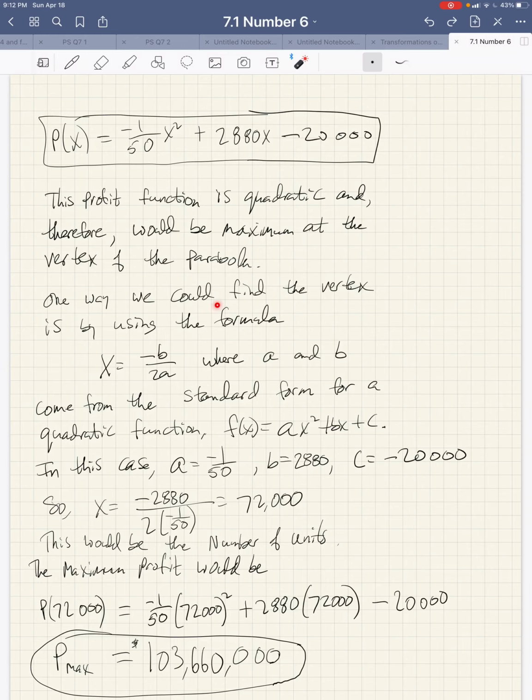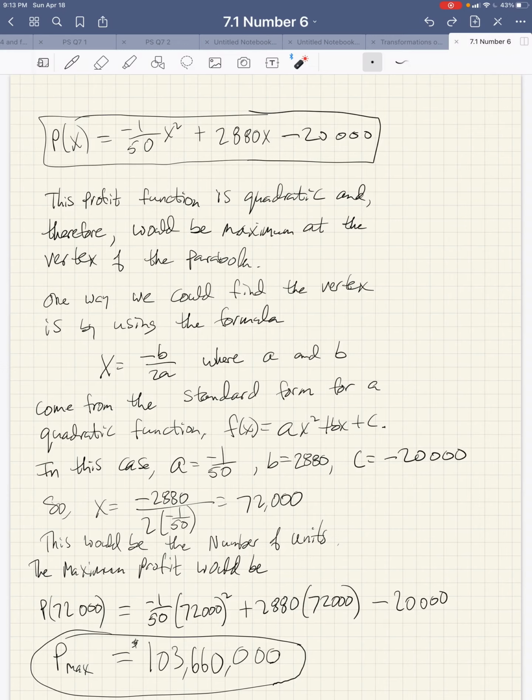One way we could find the vertex would be by using this formula, x equals minus b over 2a. This would give us the x coordinate of the vertex. And remember that x is the number of units. Okay, now, where do a and b come from? A and b come from the standard form for a quadratic function, which is f of x equals ax squared plus bx plus c. So matching that up, we have a equal to minus 1/50, b equal to 2,880, and c equal to minus 20,000.